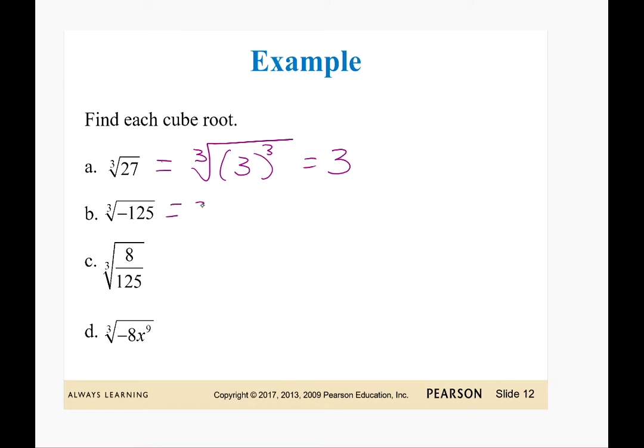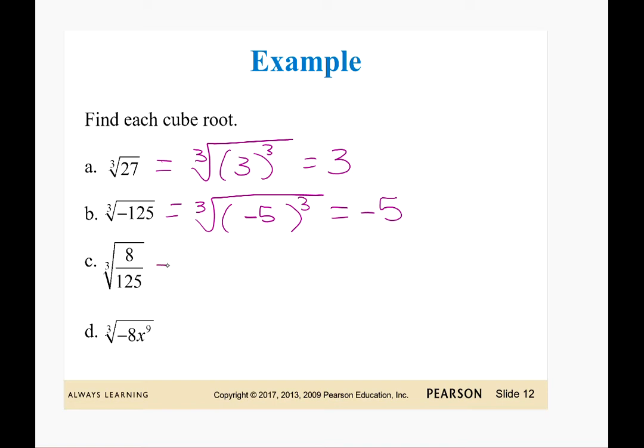Next one. Is negative 125 a perfect cube? Again, go to your list, and it was there, 125. So this would be negative 5. Negative 5 times negative 5 times negative 5 is negative 125. So the cube and the cube root will get rid of each other, and you're left with your base, which is negative 5.